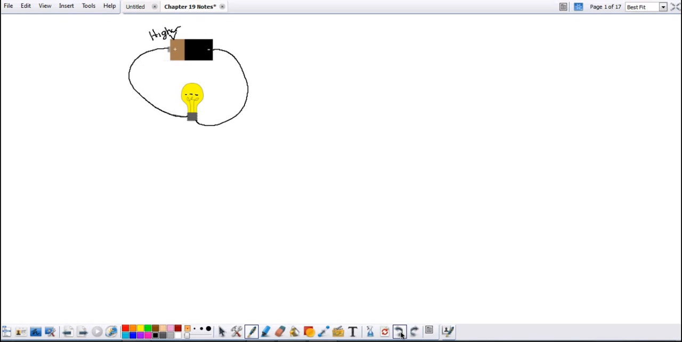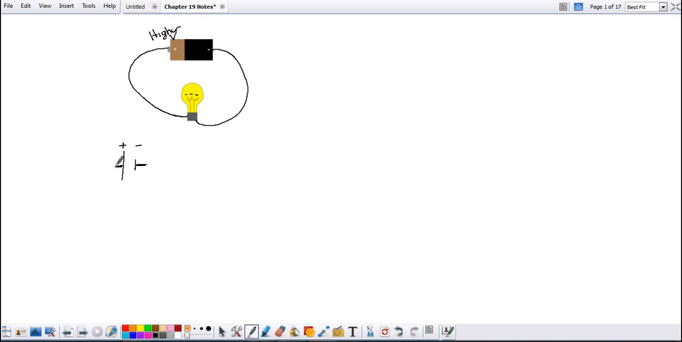Okay? Now, when we draw this, we've got this picture right here. It looks the way it would in real life. Okay, you've got some wires, you've got the light bulb, you've got the battery. But when we draw this, we're going to use some diagrams and some shorthand. So we would draw the battery like so. We've got our positive terminal and our negative terminal.